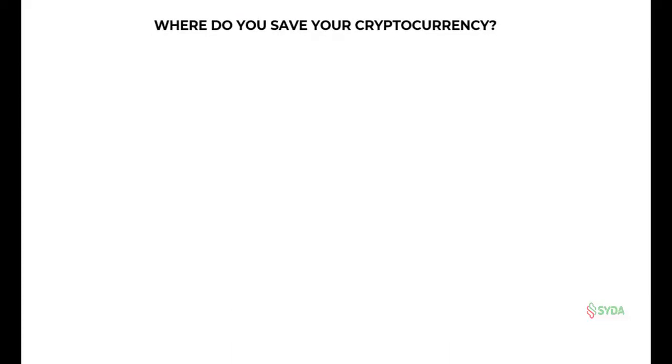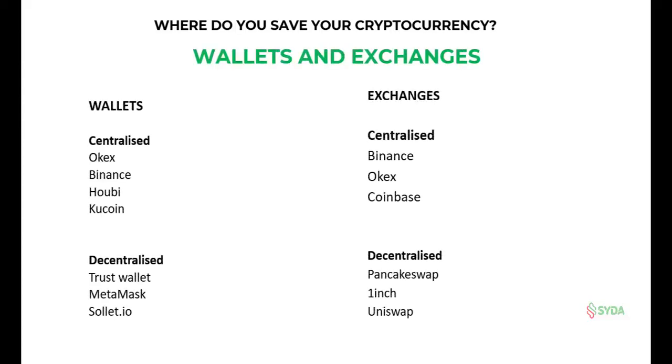So where do we save our cryptocurrencies? That is our last concern in this video. We save our cryptocurrencies in wallets and exchanges, and we can see this is the section for wallets. This is the section for exchanges. And you might be seeing centralized, decentralized, centralized, decentralized. What does all this mean?